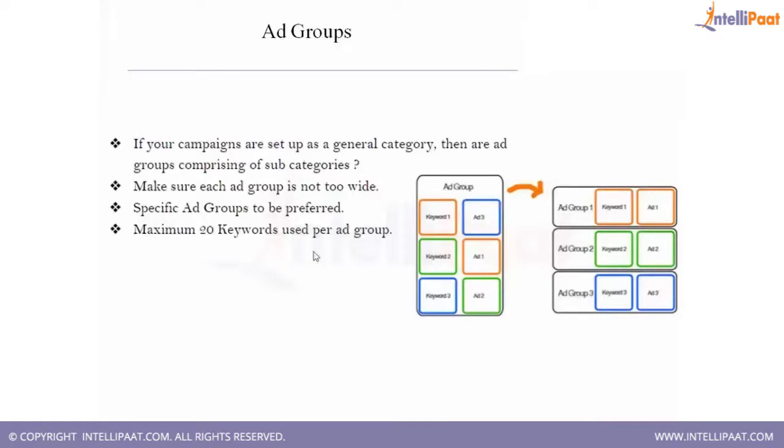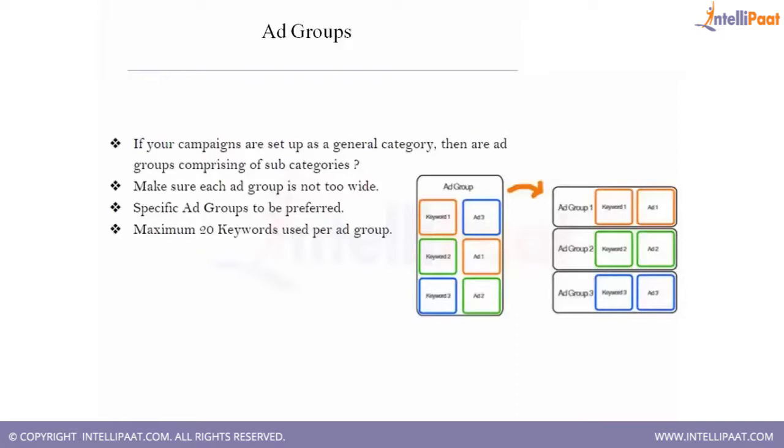If your campaigns are set up in a general category, then you need to look at whether the ad groups are comprising of subcategories or not. Make sure they are not too wide. The ad groups need to be very specific, and specific ad groups always get great ROI. A maximum of 20 keywords per ad group is what I suggest. You can definitely go for more keywords per ad group, but be as targeted as you can with a lesser number of keywords for every ad group.